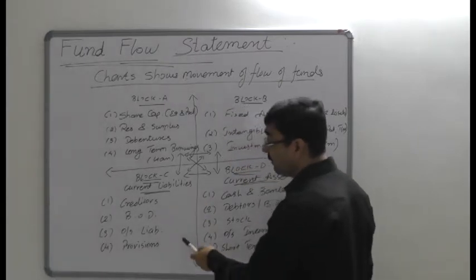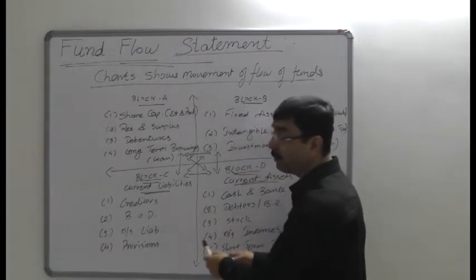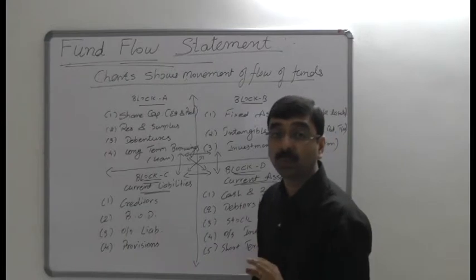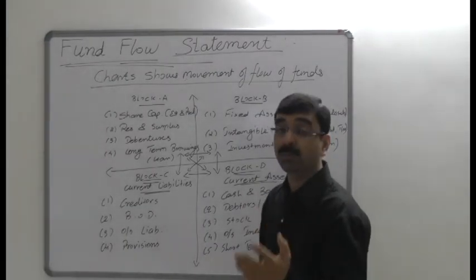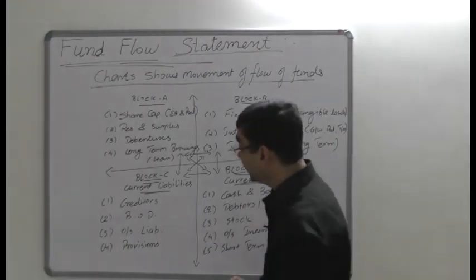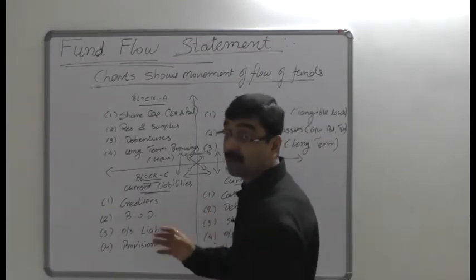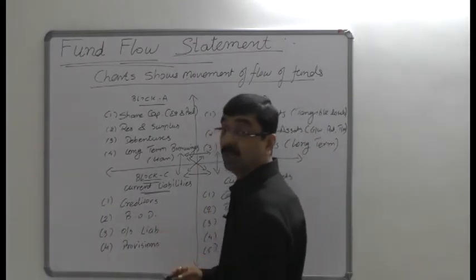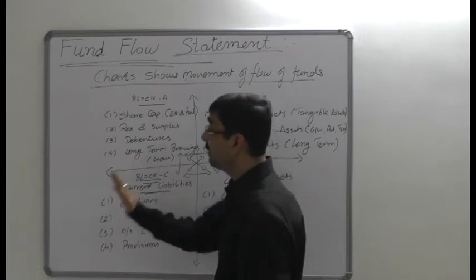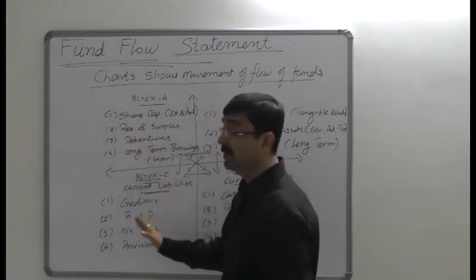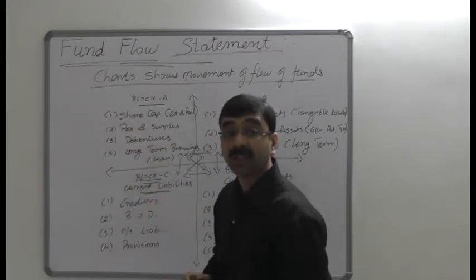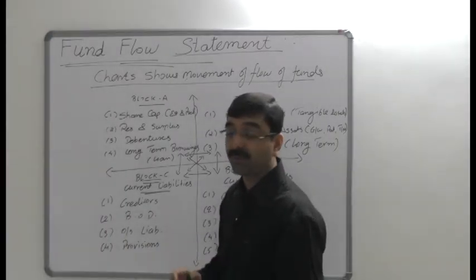In the same case, if transactions occurred in the two lower blocks, they also do not affect the flow of funds and do not change any working capital. In case of transactions occurring in one upper and one lower block of the same side, that is A and C, this also does not affect the flow of funds or the changes of working capital.